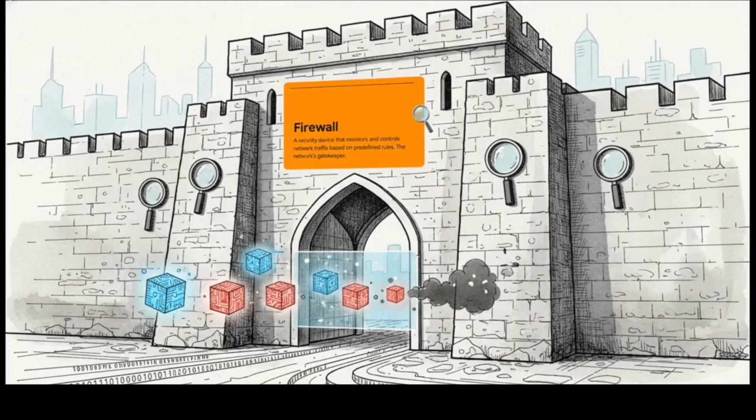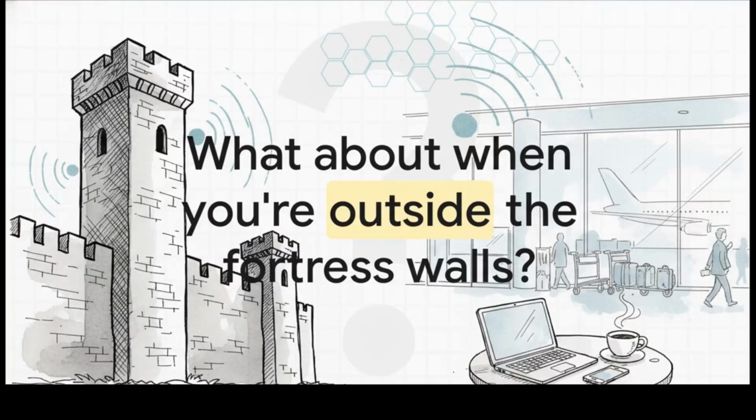So that very first outermost wall of the fortress, that's your firewall. Think of it as the main gatekeeper for your entire network. It stands there and inspects every bit of traffic trying to come in or go out. And based on a strict set of rules, it decides what's friendly and gets to pass, and what looks suspicious and gets blocked. That's great for when you're inside the fortress, but what happens when you're not?